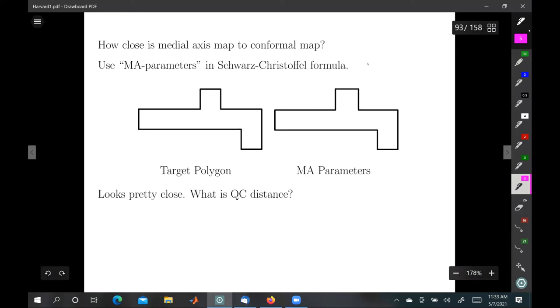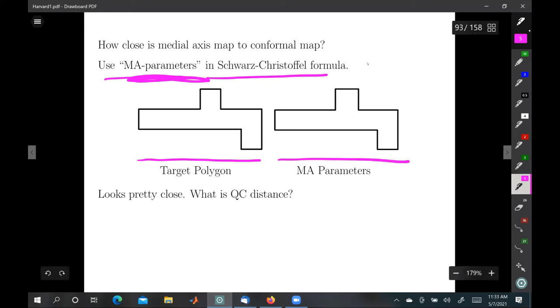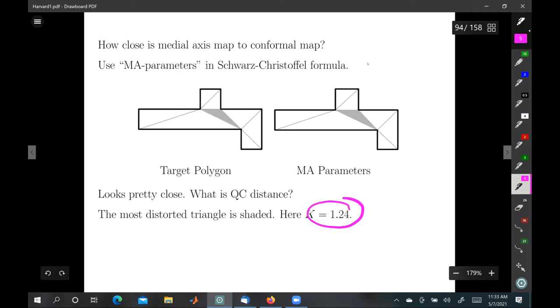Well, one way of testing that would be to take a polygon and then compute these parameters we get from the flow and plug them into the Schwarz-Christoffel formula and see what we get. And when we do that, we get this. It's not quite the same polygon, but it's very, very close. In terms of the QC distance I was defining before, the distance is about 1.24. So mu is about 0.2. So this is fairly close in the quasi-conformal distance, but if you look at it, it's hard to tell the difference. I mean, the medial axis flow has basically got the Schwarz-Christoffel parameters down pat, on the first guess.